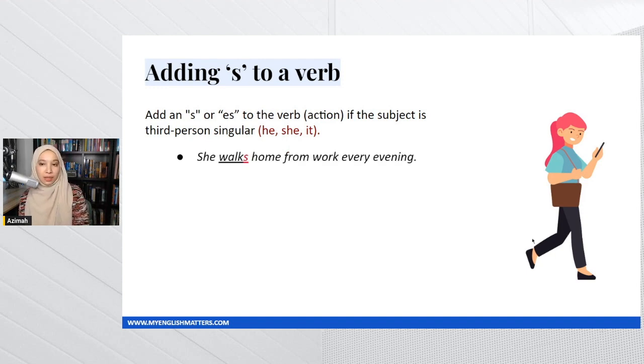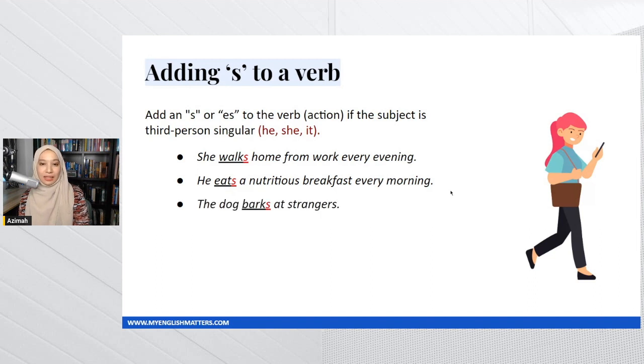So here are some examples. These are examples in the present tense. So she is the subject, is a third person singular. So she walks home from work every evening. So she does this every day. So we have to put an S to the verb walks. He eats a nutritious breakfast every morning. He eats, not he eat. He eats. And the dog barks at strangers.